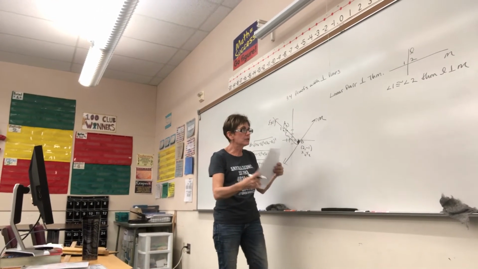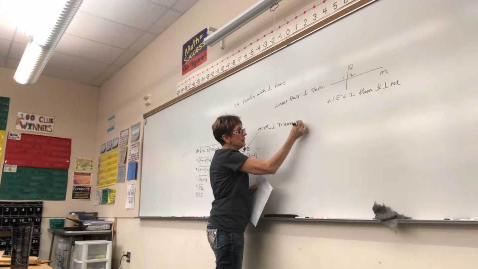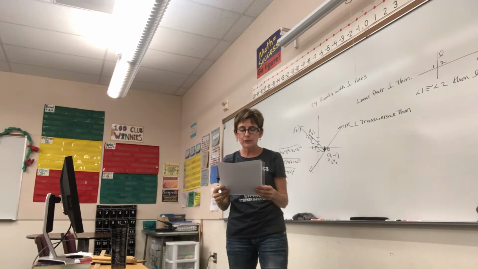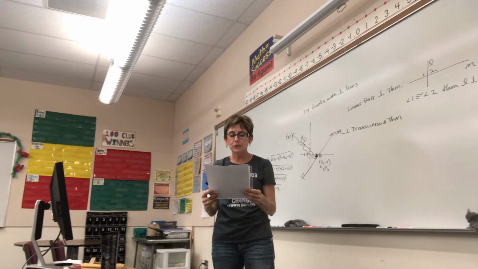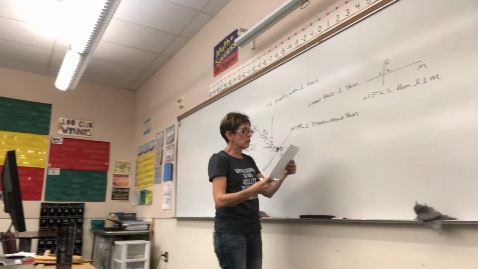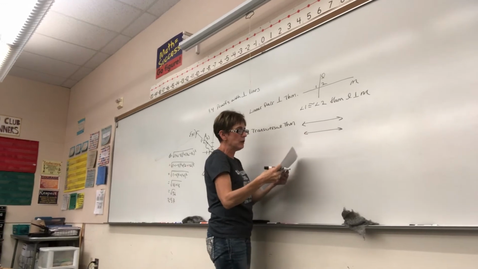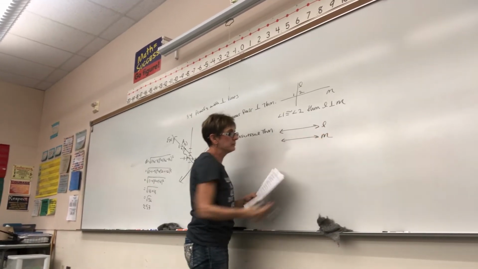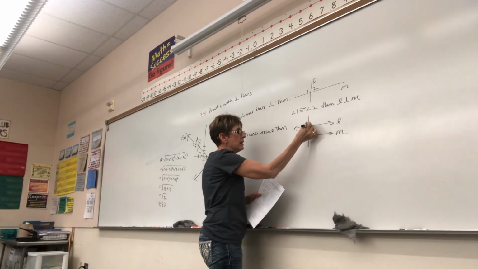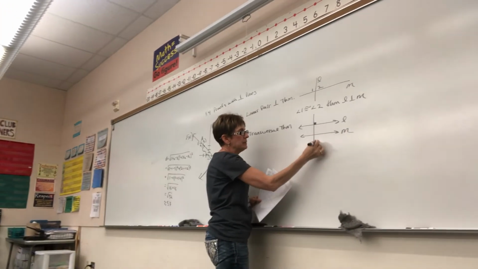All right, the next one is called the perpendicular transversal theorem. And this one says, if a transversal is perpendicular to one of two parallel lines, then it is perpendicular to the other one. So let's draw a picture. We know that we need two parallel lines, so let's go ahead and draw that. Let's call these lines L and M. And let's show the transversal perpendicular to one of them. How about line L? And I think I'll call this line P.